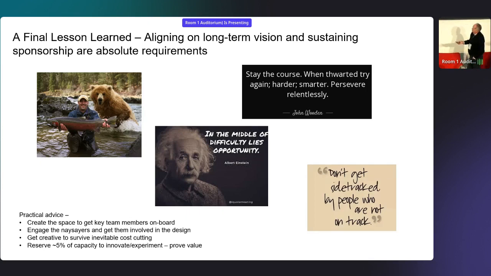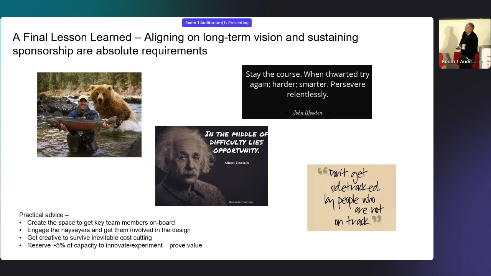It's not actually the picture I was looking for, but once you're on your bike and the bears jump out of the woods and knock you off your bike, you have to be ready, prepared to get back on your bike and keep going. You've got to stay the course. And so that's what most of these comments are about: in the middle of difficulty lies opportunity, stay the course, keep going, don't get sidetracked, et cetera, et cetera.